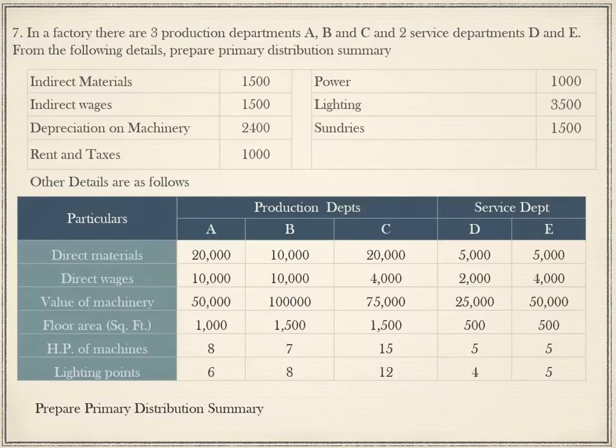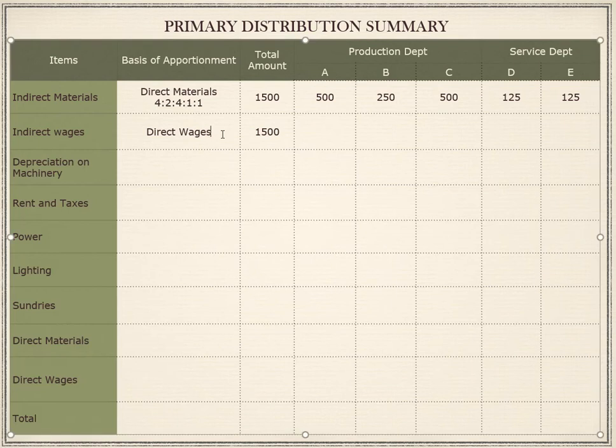Let us go back and see the ratio. The direct wages ratio is 5 is to 5 is to 2 is to 1 is to 2, right? If we add all this, how much are we going to get? 5 plus 5, 10, 10 plus 2, 12, 12 plus 1, 13, 13 plus 2 is 15. 1500 divided by 15 is 100. Therefore, 100 into 5 is 500, 100 into 5, 500, 100 into 2 is 200, 100 into 1 is 100, and 100 into 2 is 200 once again.